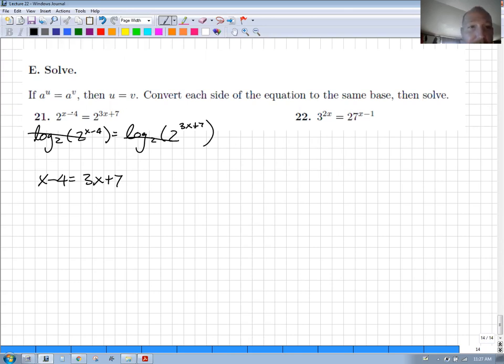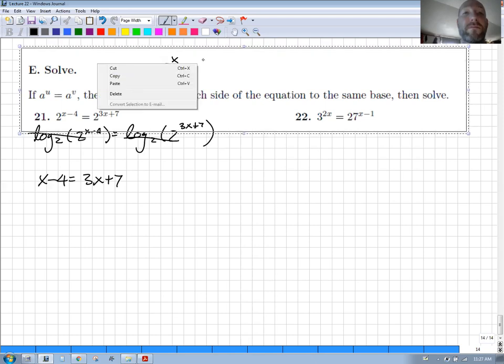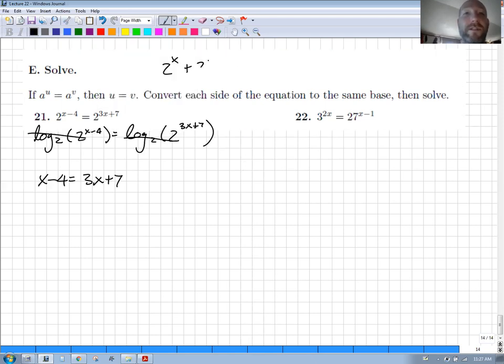Now, looking at this, that doesn't mean if I had a 2 to the x plus 2 to the 7th equal 2 to the 3x plus 7, I could not look at that and say, oh, x plus 7 equals 3x plus 7. That doesn't work. It's because the entire thing, it's 2 to the entire thing equals 2 to the entire thing. Exactly this form.